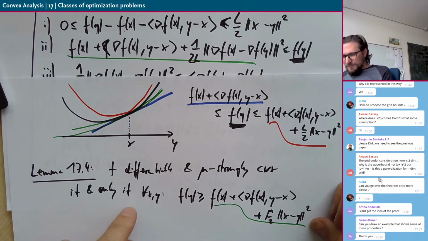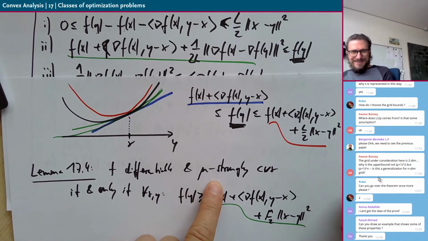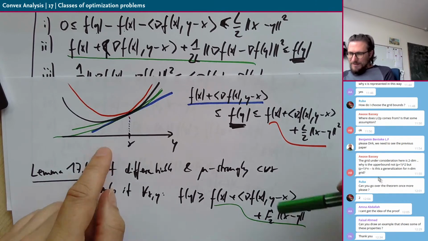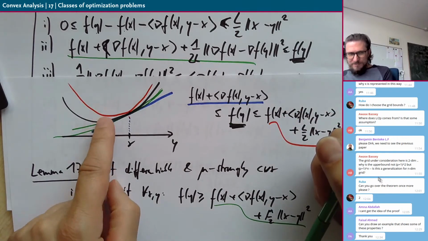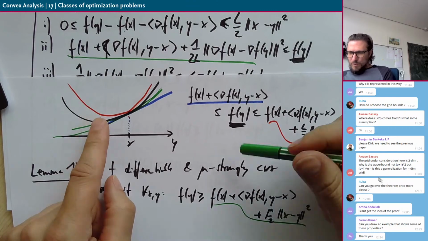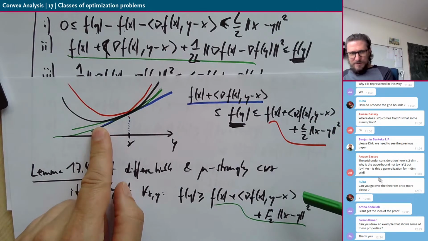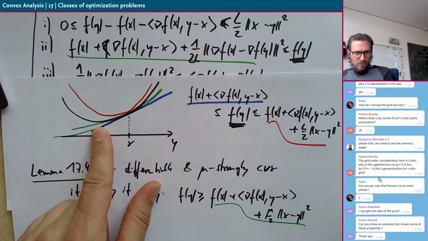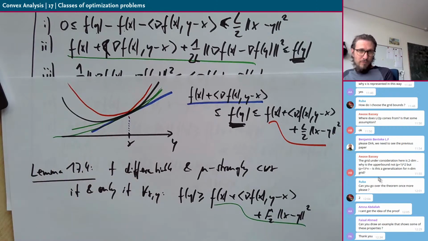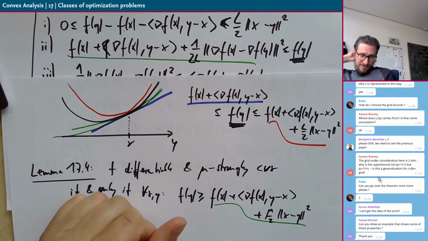And then you see if a function is mu strongly convex and L smooth, then the graph is always bounded between two quadratics, one quadratic with constant L from above, and another quadratic with constant mu from below. So that's very important for the last class of problems, which is strongly convex and L-smooth. They are always bounded, squeezed in between two quadratics.